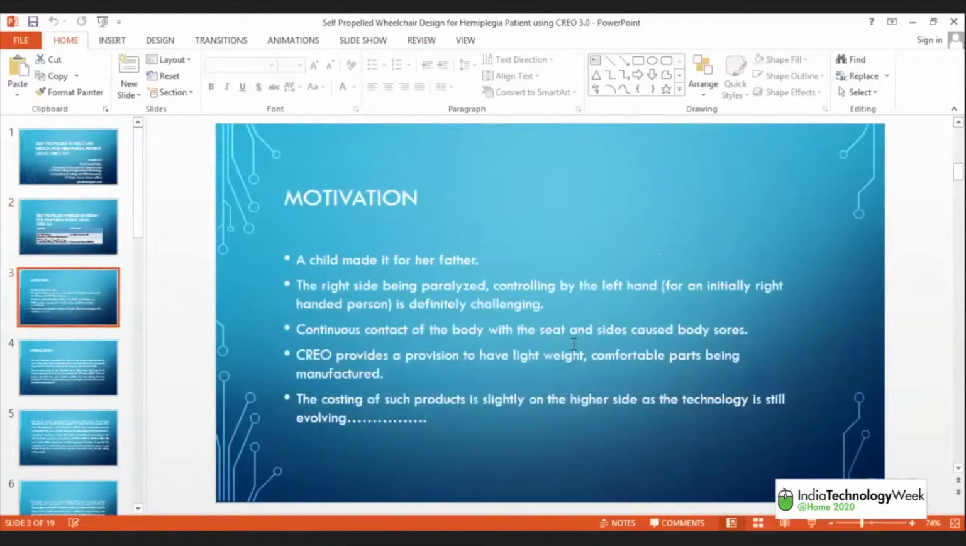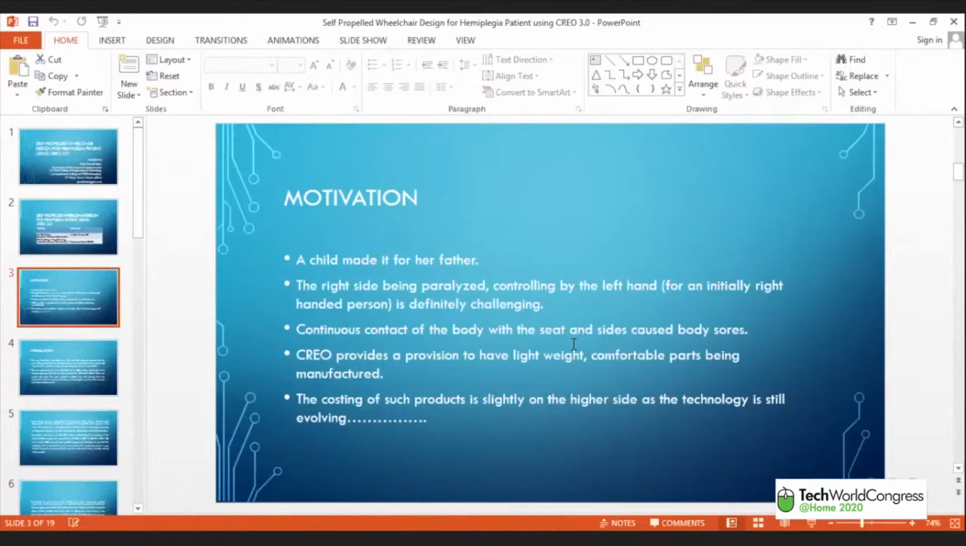The motivation behind it: a child made it for her father, the right side being paralyzed. Controlling by the left hand for a person who is actually a right handed person, right, is definitely challenging. Continuous contact of the body with the seat and sides causes body sores. It's a friction, right? We have used Creo 3.0 version. Nowadays, Creo 4.0 is also available. But at the time when we were working on it, Creo 3.0 version was available and we used it.